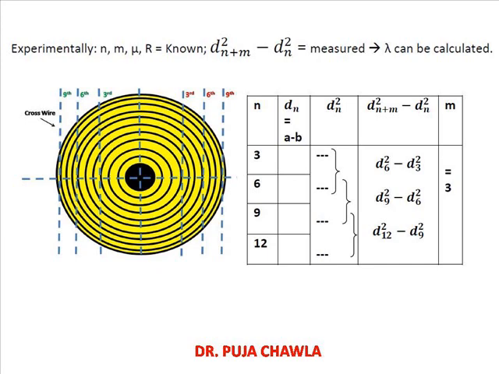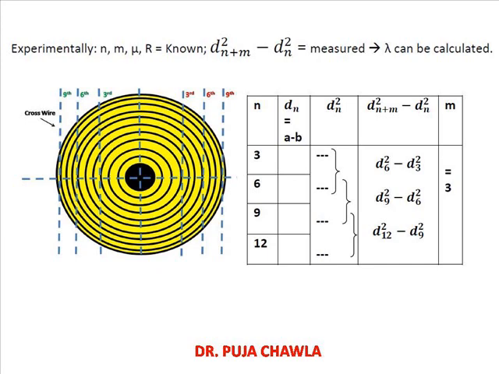Similarly, we can find out D6, D9, D12. In the third column, find out the squares of these diameters, D3 square, D6 square, D9 square, D12 square. In the fourth column, find out the difference between these, D6 square minus D3 square. We have taken the difference of 3 rings, diameter of third, diameter of sixth. Then D9 square minus D6 square, again the difference of 3. Then D12 square minus D9 square, again the difference of 3.